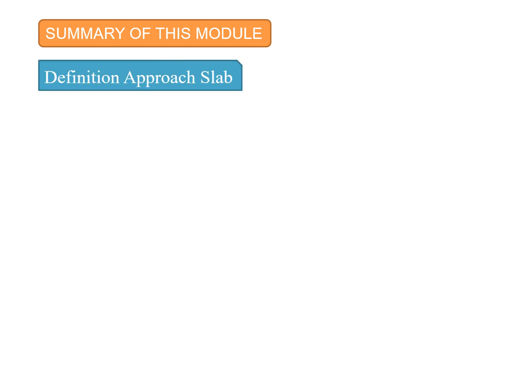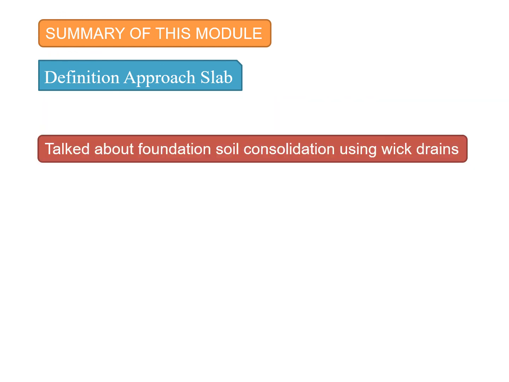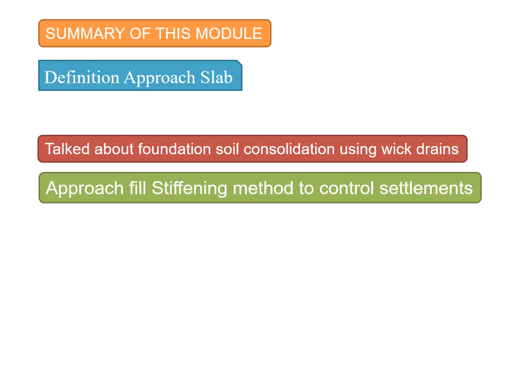So to summarize this module, we talked about the definition of the approach slabs and the different methods to control the settlement of the approach slabs. We talked about foundation soil consolidation using the stone columns or the wick drains. We talked about the approach fill stiffening methods to control the settlement, basically the RE wall constructions using the geotextiles.